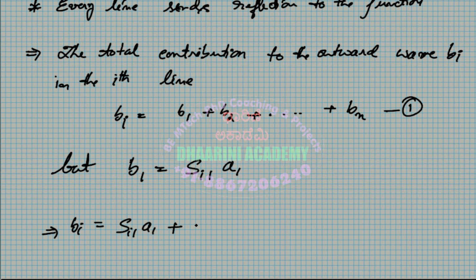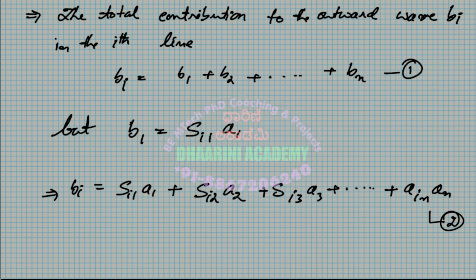Similarly, plus B2 is required. So this is Si2 into A2. A2 is the incident energy, Si2 is the scattering, how much is reflected back. Like that I can extend. So this is plus Si3 into A3 plus, going to the last component, plus SiN AN. There are n different ports in the given network. Let me call this equation number 2.